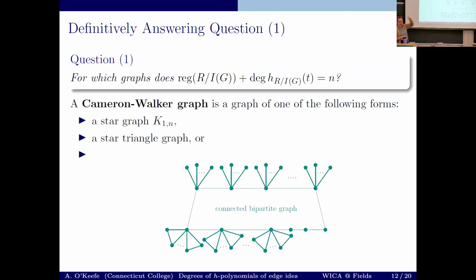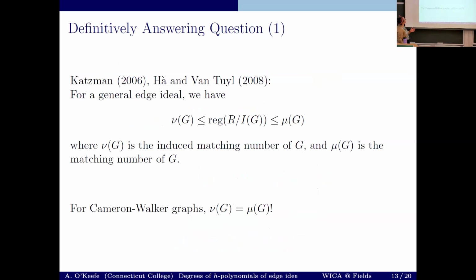So it's either a star graph, like a claw, like we saw in Rodica's talk, right? Or it's a star triangle, which is basically a star, but instead of edges coming out of a central vertex, you just have a bunch of triangles coming out of the central vertex. Or it's this: in the middle, you have some connected bipartite graph. And then off of one of the bipartitions, every one of those vertices has to have at least one leaf. And then down here, on the other bipartition, they can have triangles hanging off of them. They might not.